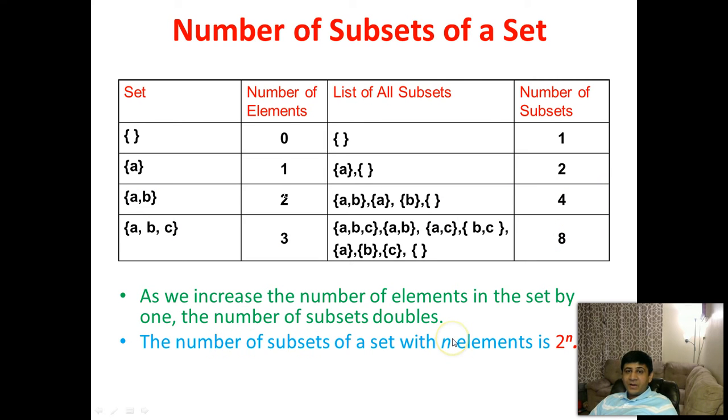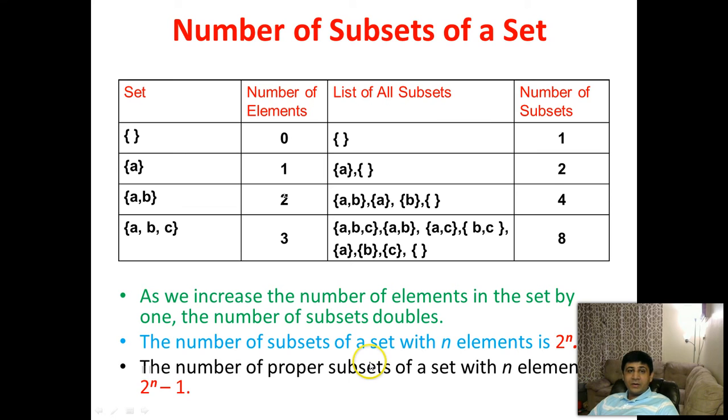Now we can give the formula. The number of subsets of any set with n elements in it is 2 to the power n. And how many proper subsets? Just reduce by 1. The number of proper subsets of a set with n elements is 2 to the power n minus 1. So if you want to find the number of subsets, you will use this formula. For proper subsets, you will use this formula right there.